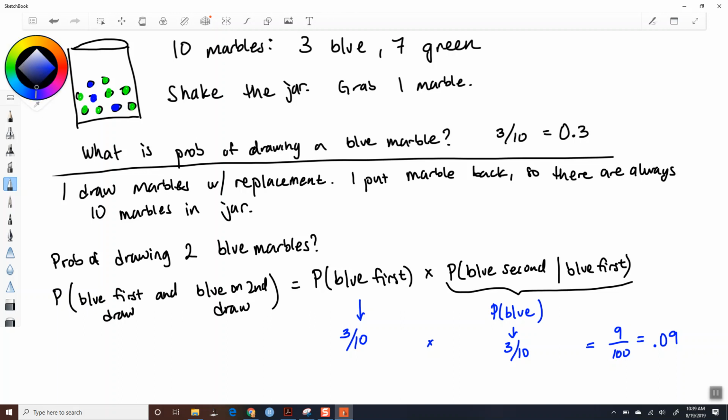Is this feeling okay so far? All right, let's keep the same kind of scenario going. So again, 10 marbles, 3 blue, 7 green. And let's again pretend we'll draw with replacement. I draw 2 marbles with replacement.